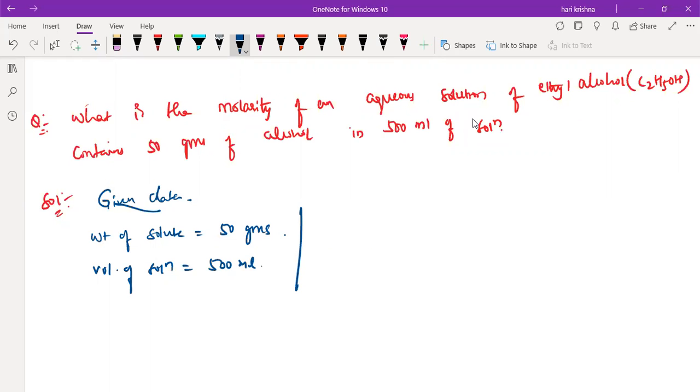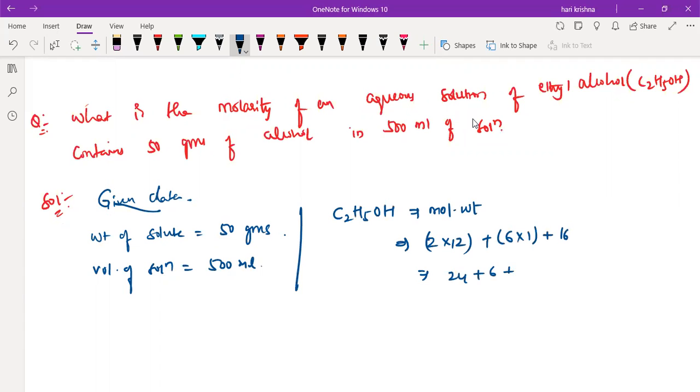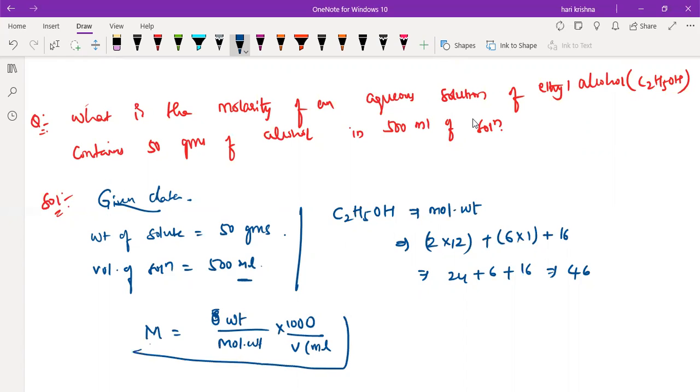Okay. Then what is ethyl alcohol? C2H5OH. You have to find the molecular weight, right? Yes, sir. Then what is the molecular weight? 46 grams, sir. Is it 46? Yeah, we'll calculate it: 2 into 12 plus 6 into 1 plus 16. Good. So 24 plus 6 plus 16 is equal to 46. Just substitute in the formula. So molarity is equal to given weight by molecular weight into 1000, because the volume is given in ml, by volume in ml. Just substitute in this and tell me the answer.